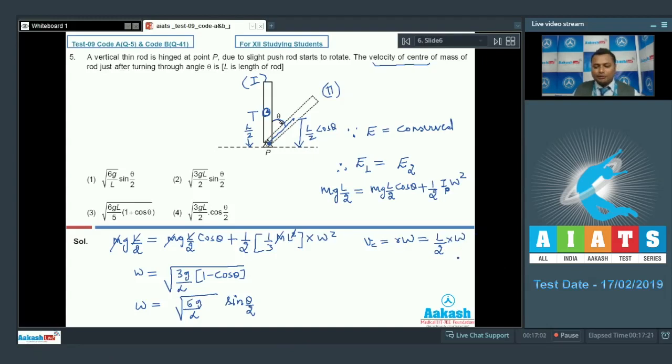Now after putting the value of omega, we ultimately get v of center of mass, that is velocity of center of mass, is under root 3 times g capital L divided by 2, sine of theta by 2. Now if we go for the option, we will find that our result expression, final expression, is matching with option number 2. So we will go with option number 2. Now let us proceed to question number 6.